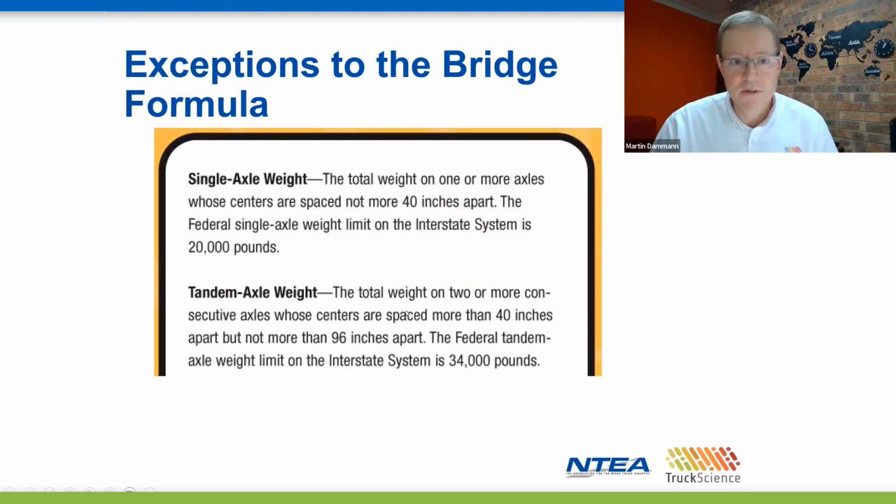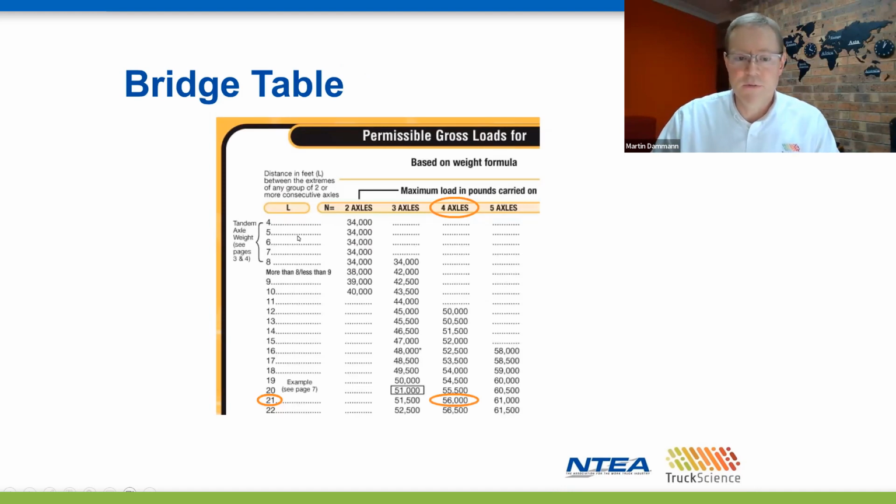Here are 2 exceptions to the bridge formula. Single axles are limited to 20,000 pounds and tandems to 34,000. Instead of using the bridge formula, we can also use the bridge table to determine the maximum weights. So the bridge table combines the bridge formula and the exceptions into a simple lookup matrix.